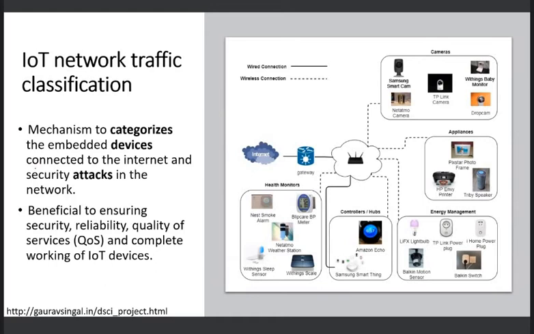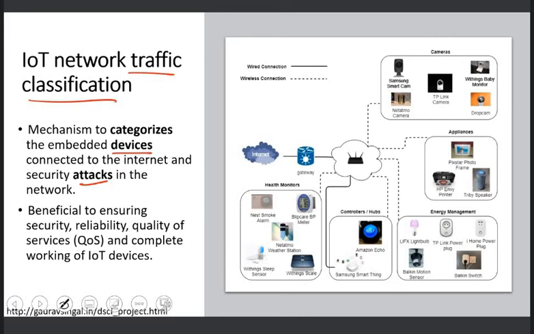So we are trying to do traffic classification that leads to device classification and attack classification. With the help of traffic patterns, we can categorize which device a packet is coming from, and if multiple packets are coming, who is sending them, or what kind of attack is being deployed in my system.